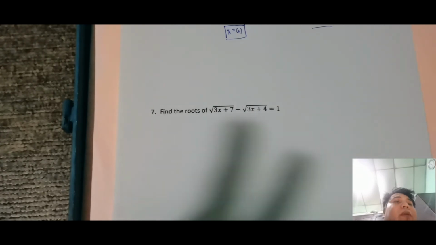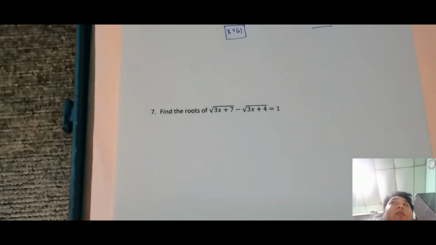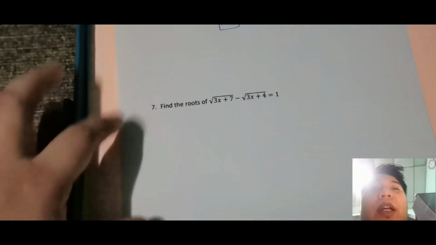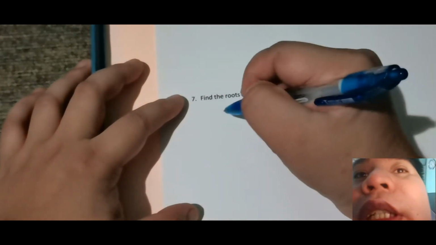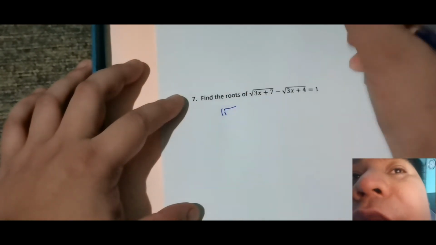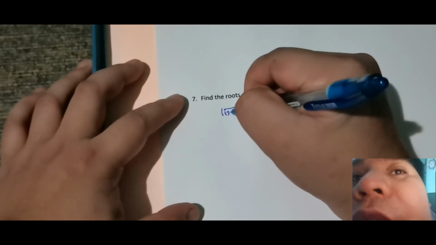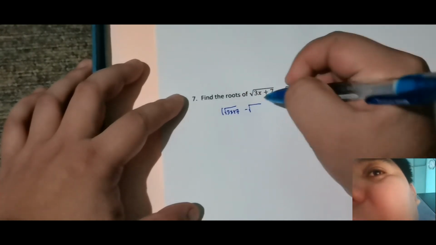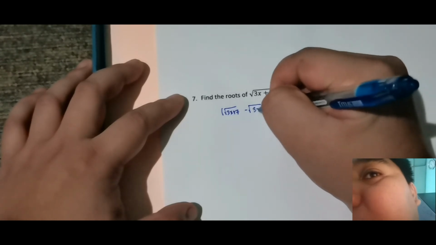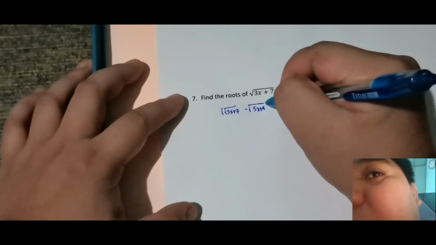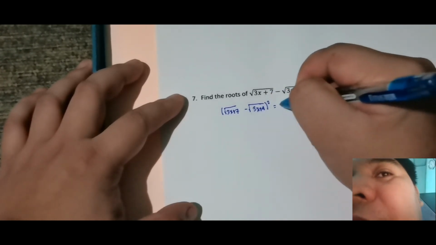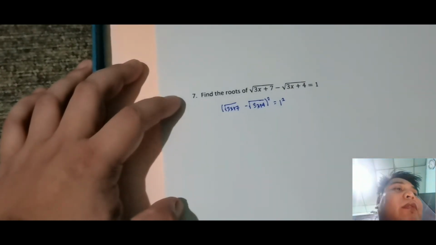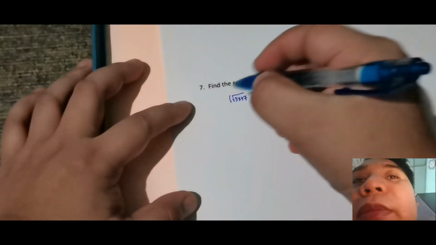Okay, so since nakalagay na yung mga square root dun sa left side, then yung wala dun sa right side, possible right away mag-square na lang tayo. Okay, so ito na. So this is square root ng 3x plus 7 minus square root ng 3x plus 4, raised sa 2, equals sa 1 squared. Okay, then square natin both sides.